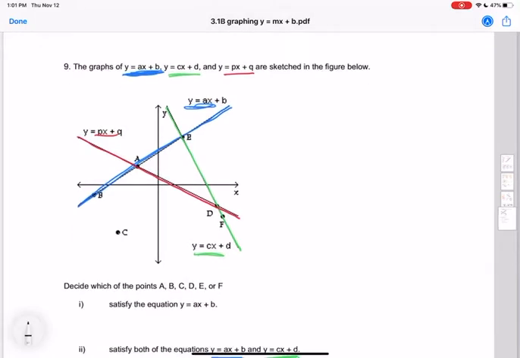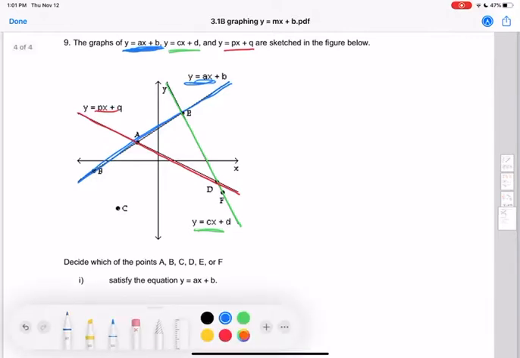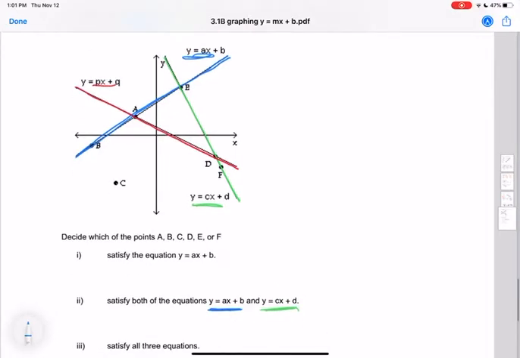This one we have a lot of lines, and with the variables, it looks kind of messy to me. So I tried to color code them here. It's talking about ax plus b. I just made that blue. Then the second one I made green, and finally that last one I made red. So then it says decide which of the points satisfy the equation y equals ax plus b. So that was the one that I made blue, right?